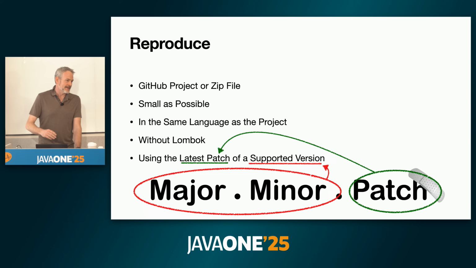The reason for that is, first of all, someone else might have reported the issue and it might already be fixed. So just getting on the latest patch may solve your problem. And the second reason is if we're going to try and fix it, we're probably going to start with the latest patch version because that's probably going to be pretty close to what's in our GitHub repository.